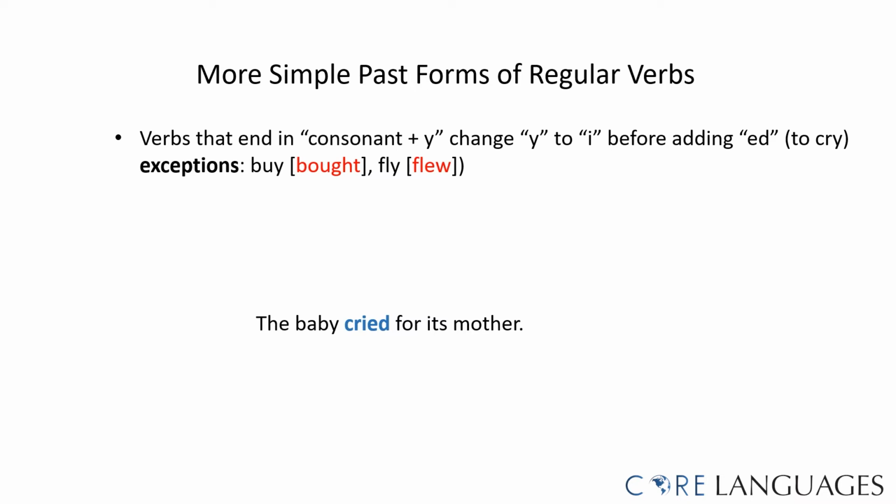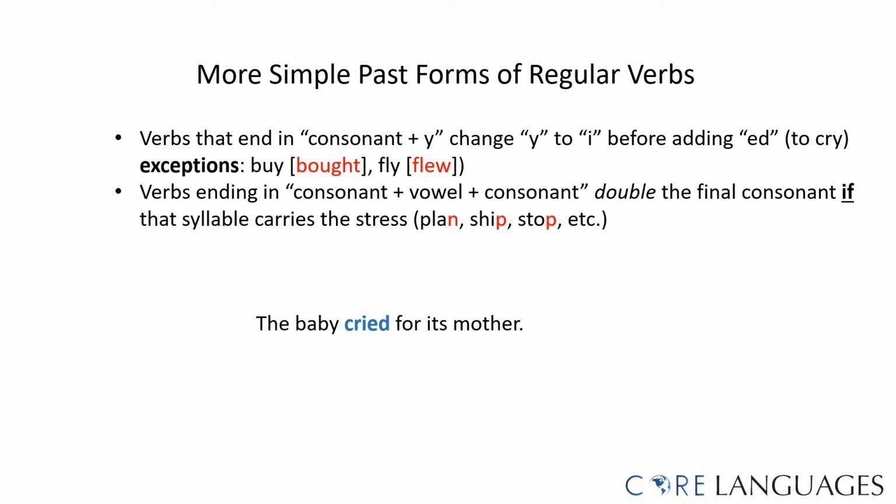Be careful, there are some exceptions. For example, the verbs buy and fly. Those verbs are irregular. Their past tense form is bought and flew.